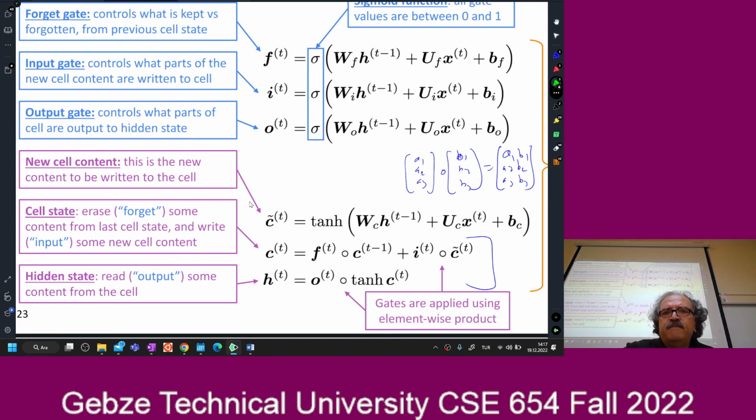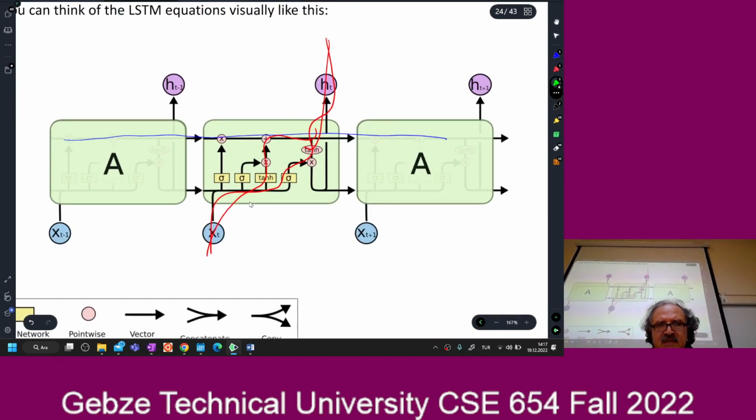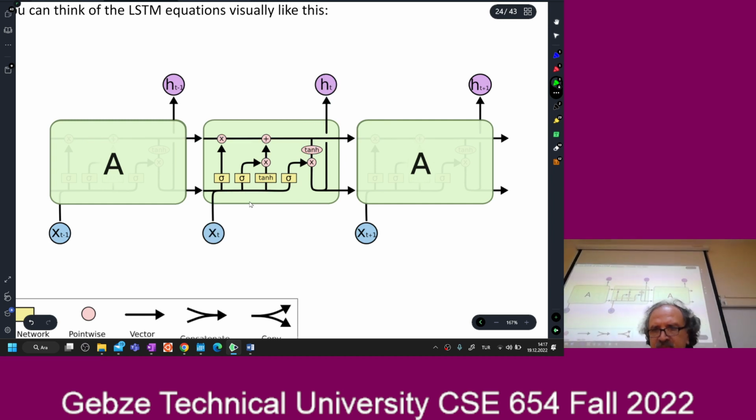Trying to learn forgettable things, trying to learn inputtable things, trying to learn the outputtable things. But how does this prevent the vanishing gradient problem? For that, we are going to look at this diagram, the classical thing.